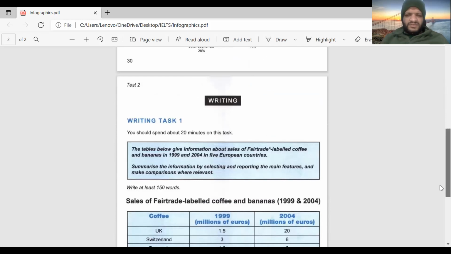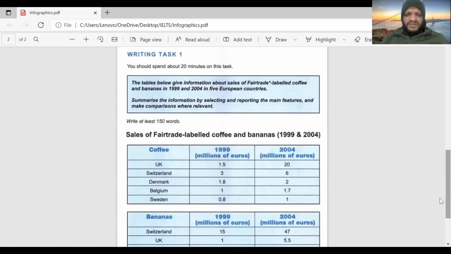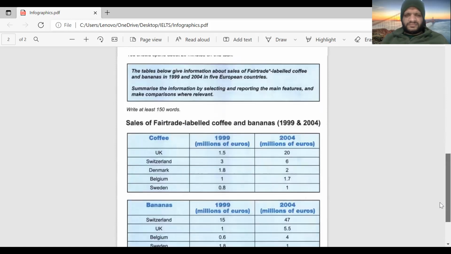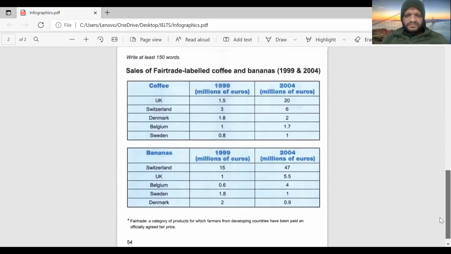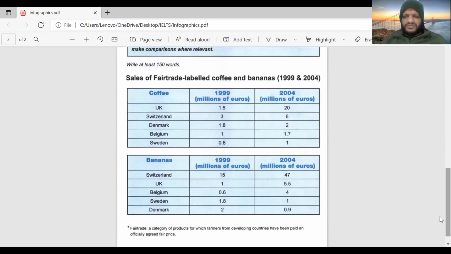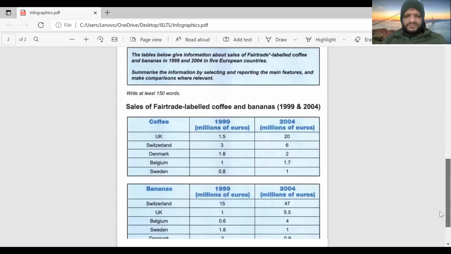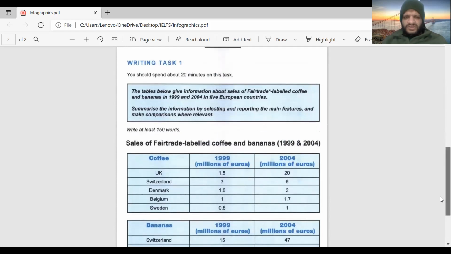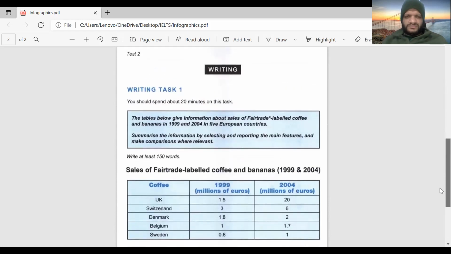Let's have a look at the second one. Pause the video and try to analyze the picture. I hope you did so. If you didn't, I'm gonna show it slowly.